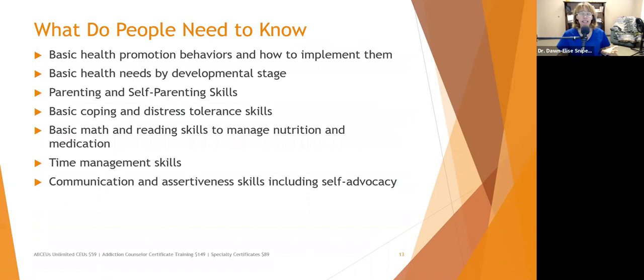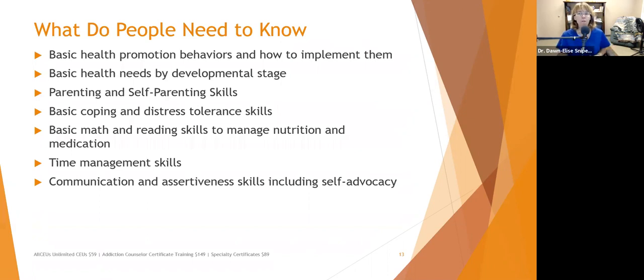People need parenting and what I call self-parenting skills. Parenting skills obviously are for parents, but for people who didn't have wonderful parents or caregivers when they were growing up, they may have to learn how to reparent themselves, learn how to self-soothe, learn how to set limits on what they eat or how late they stay up or whatever.